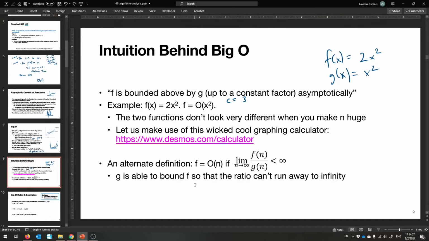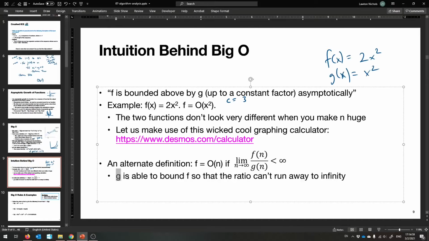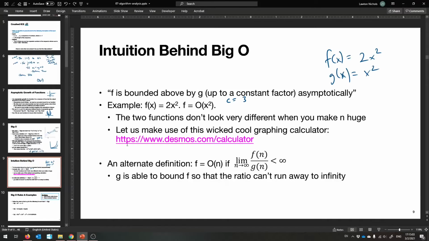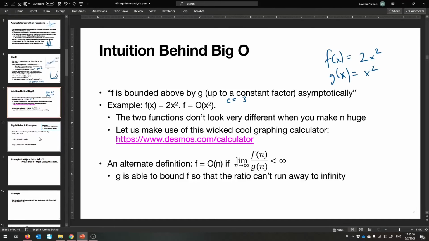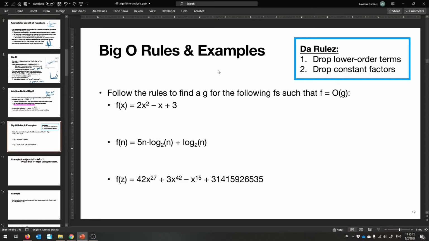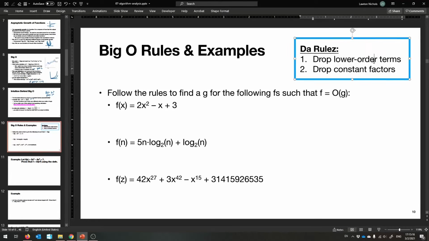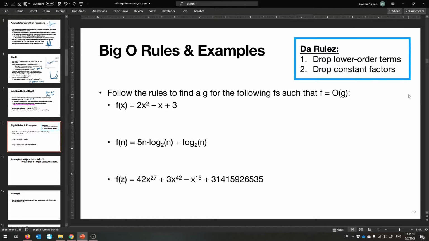That is the point. So yeah, the idea is that g is able to bound f so that the ratio between them doesn't run away. That is big O. Okay, so yeah, you've seen it before, but now you're an official expert. So again, with those 2 rules, you drop your lower order terms, and then you drop constant factors, because you can always find a g that works.